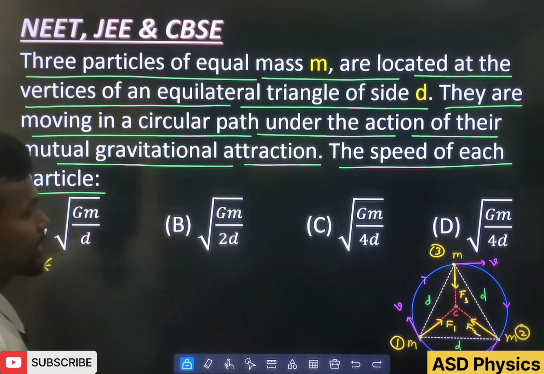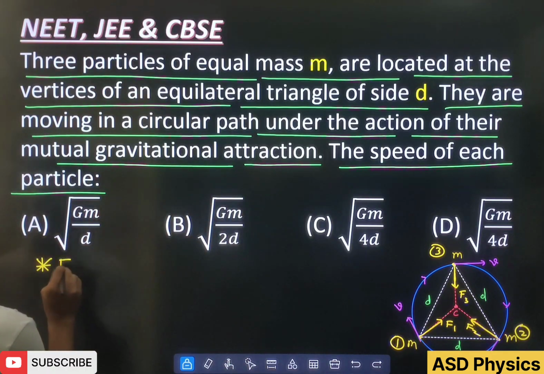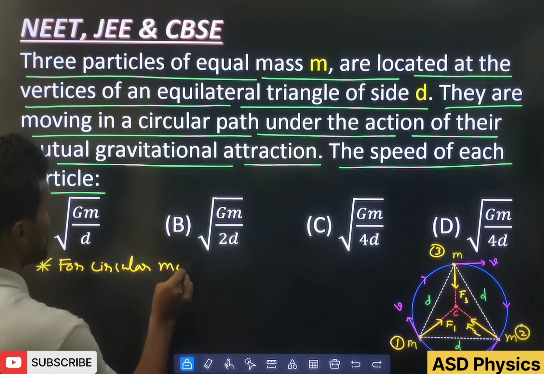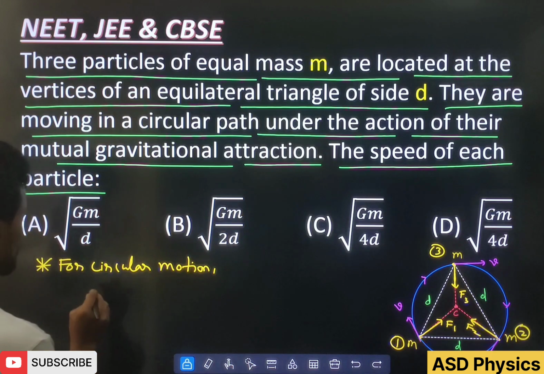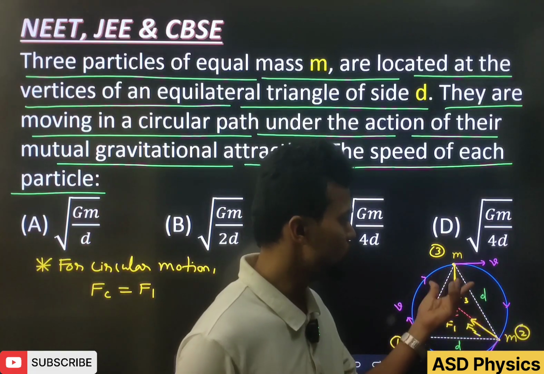So what I'm telling you here is that F1, F2, F3 will act as a centripetal force for circular motion. Now, for a circular motion, as I told you very well, this Fc will be equal to F1. Fc equal to F1, Fc equal to F2, Fc equal to F3.